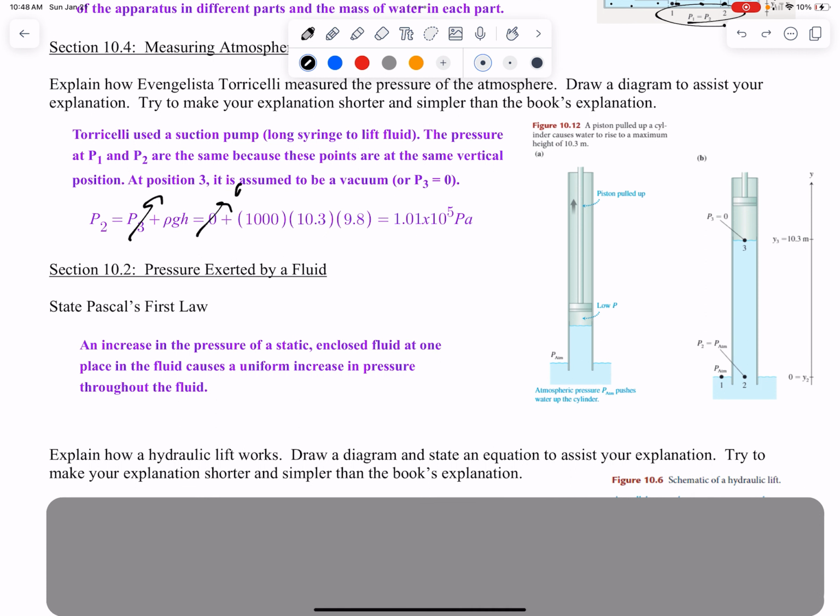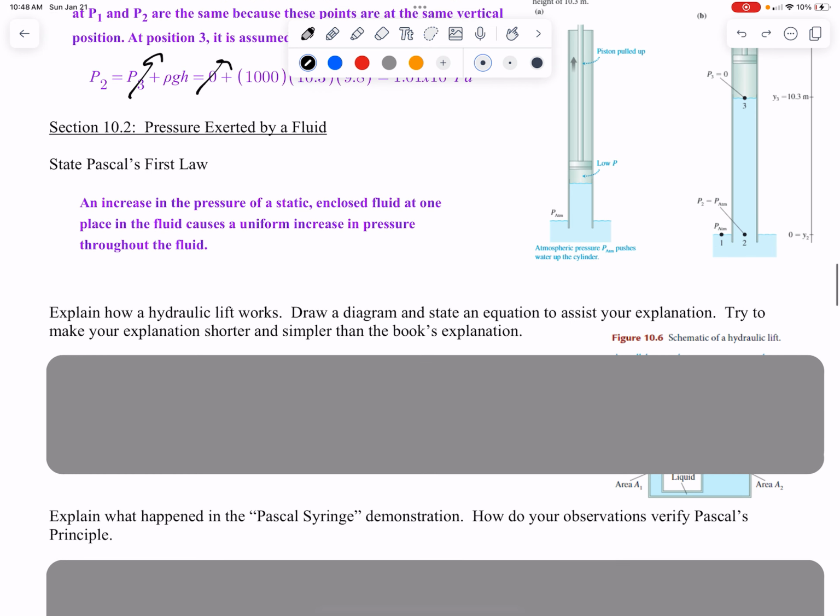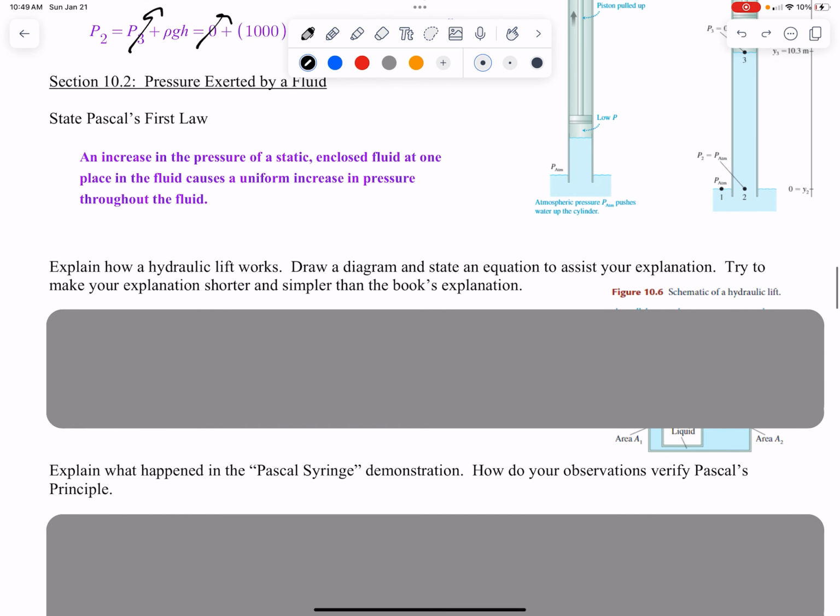State Pascal's first law. Well, Pascal's first law essentially is stating what this is right here. An increase in pressure of a fluid that is static and closed at one place is going to be uniform throughout the fluid. So no matter what, I'm sorry, that's the second law. The pressure within a fluid is always going to be constant, and that's essentially what explains how hydraulics work. So let's explain how hydraulics work.